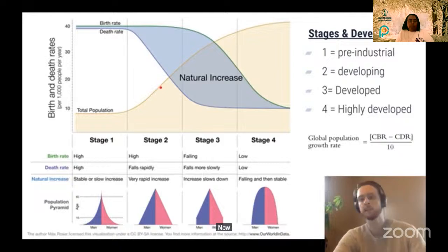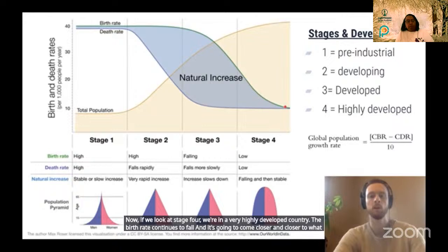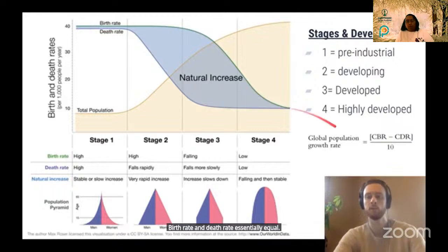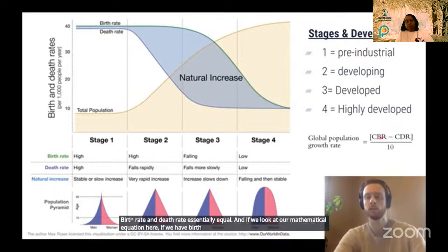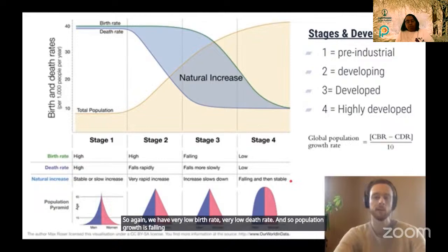Now, if we look at stage 4, we're in a very highly developed country. The birth rate continues to fall, and it's going to come closer and closer to what we would call replacement level fertility, or below 2.1, which is going to bring birth rate and death rate essentially equal. And if we look at our mathematical equation here, if we have birth rate and death rate equal, this is going to be a wash. This will be 0, and our growth rate will be 0. So again, we have very low birth rate, very low death rate, and so population growth is falling and potentially even declining if we go later into stage 4.